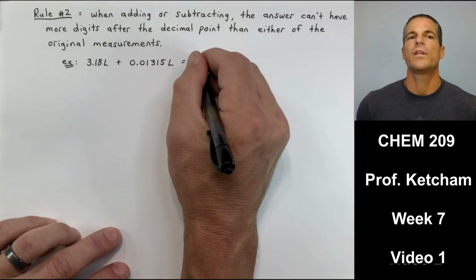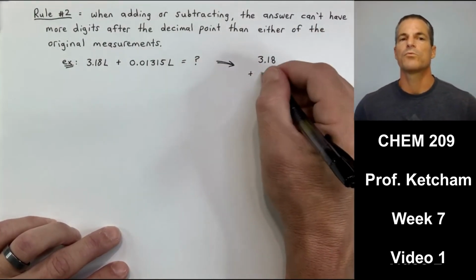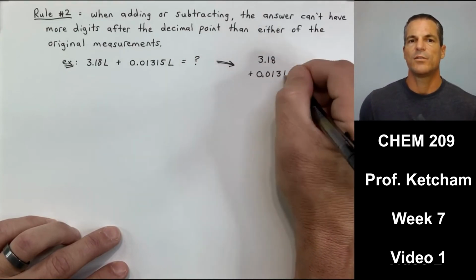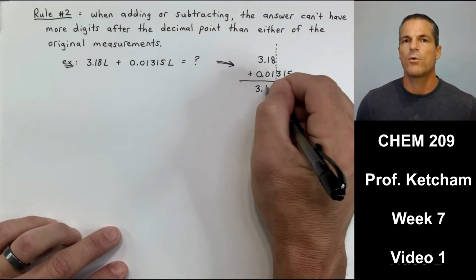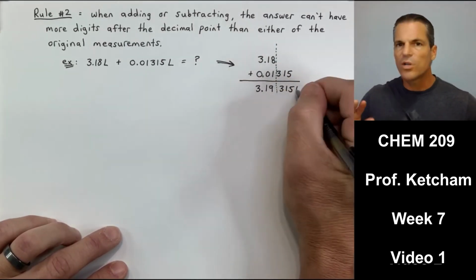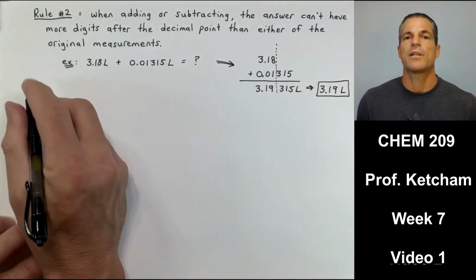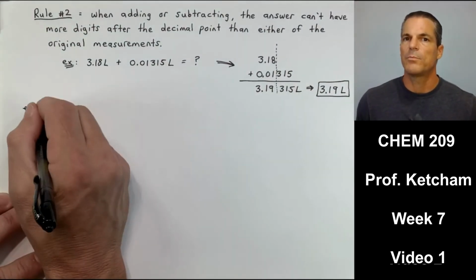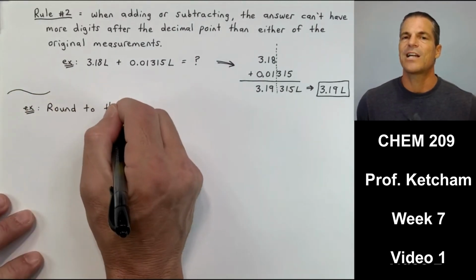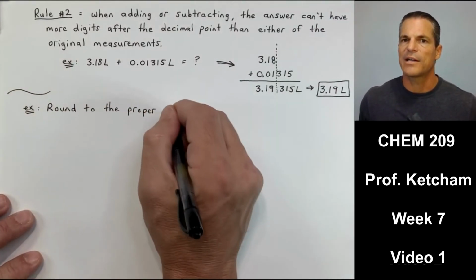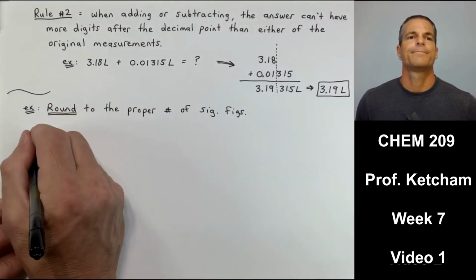We got 3.18 liters plus 0.01315 liters. Well, the furthest right that they both go is to the hundredths place. So I draw my dashed line. My answer can't go any further than that. The rule is totally different than the multiplication and division rule. So I add these together on the calculator, and then I round it to the appropriate number of significant figures, 3.19 liters. Seems kind of funny that you have to drop some numbers on the calculator, but we do. 3.19 liters, 3 sig figs.